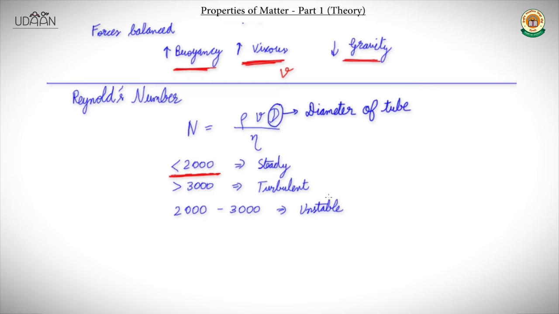And what is the application of this Reynolds number? If we see the flow in a pipe with a diameter capital D, then rho Vd upon eta, where V is the velocity, rho is the density, and eta is the viscosity. If we find out this particular number N, which is a dimensionless quantity, it will tell us the type of the flow. It can be steady, turbulent, or unstable.